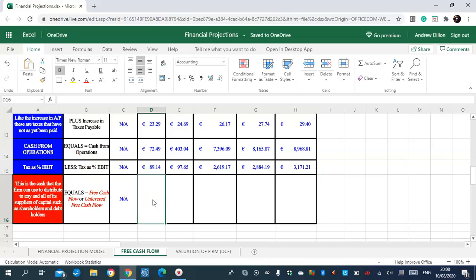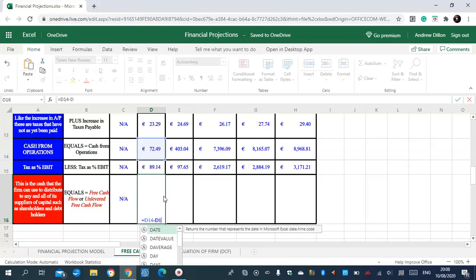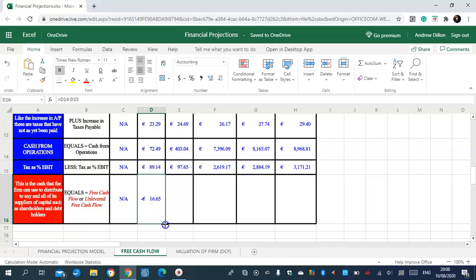Okay, last but not least, one more calculation left in the free cash flow sheet. Before I do that, let's read the line. This is the cash that the firm can use to distribute to any and all of its suppliers of capital, such as shareholders and debt holders. Okay, let's calculate the free cash flow, or unlevered free cash flow. D14 minus D15. That's all you have to do.